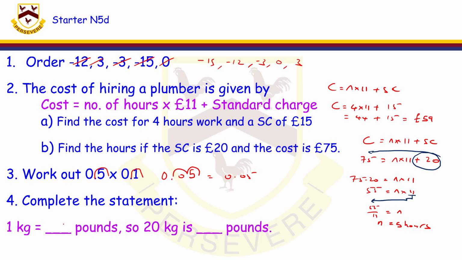And complete the statement. 1 kilo equals something pounds, so 20 kilos equals something pounds. Can anyone remember how many pounds in a kilo? 2.2. So 10 is going to be 22, so 20 is going to be 44 pounds. Hit pause, mark your work. When you're ready, we've got a couple more questions. Hit play again.